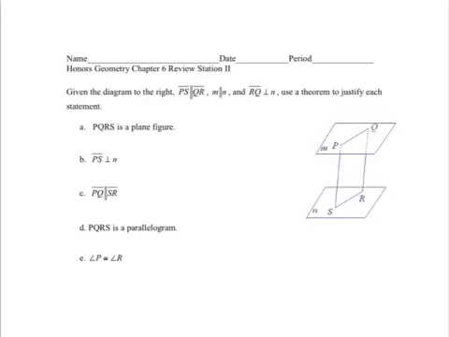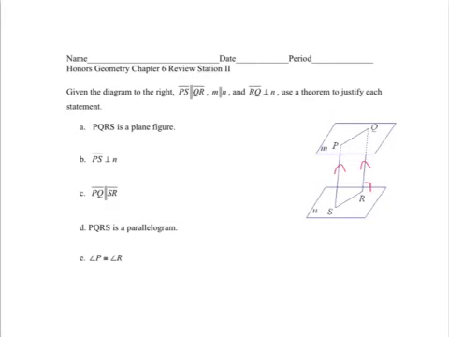Alright, station 2 here. So we have a three-dimensional diagram to the right, and we know that PS and QR are parallel. We know that planes M and N are parallel. And we know that RQ is perpendicular to N.